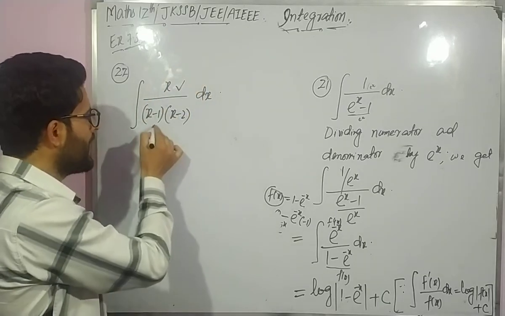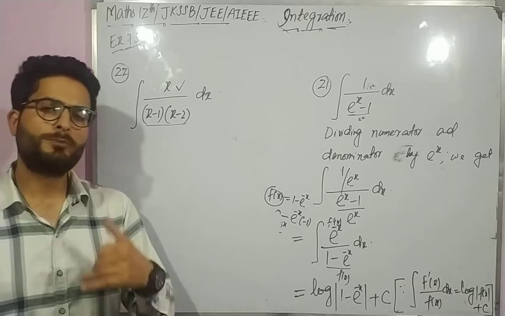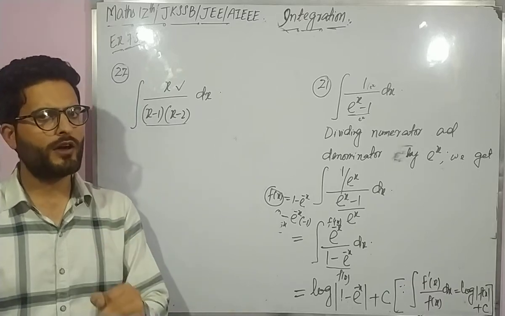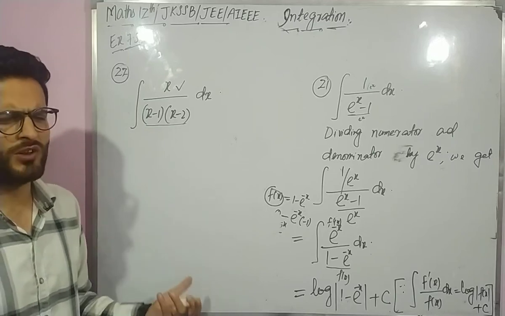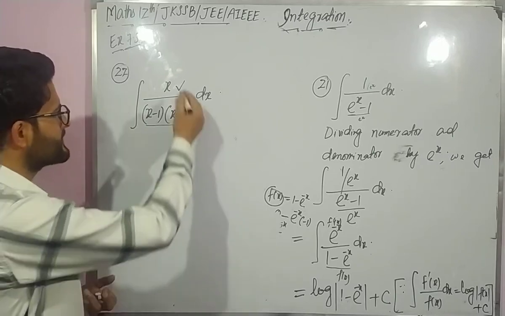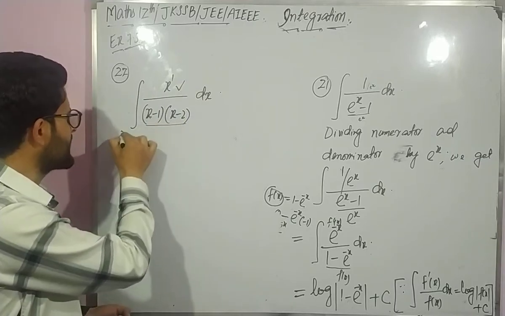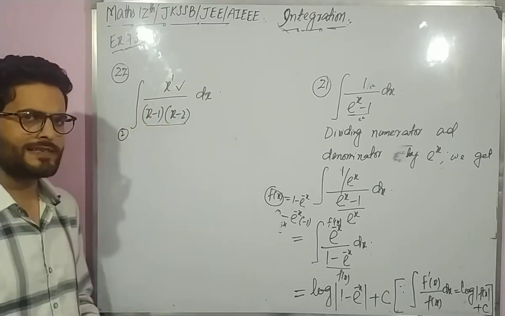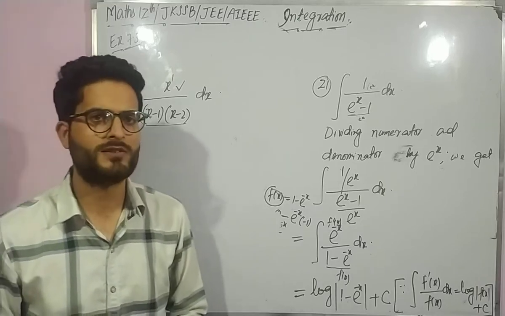Leave the numerator, come to the denominator. Denominator contains two factors, both are linear and non-repeated. It is obviously a proper rational function, no need to discuss about that. Why? Because the degree of numerator is 1 and the degree of denominator is x into x is x square. So 1 is obviously less than 2, degree of numerator is less than the degree of denominator, obviously a proper rational function.